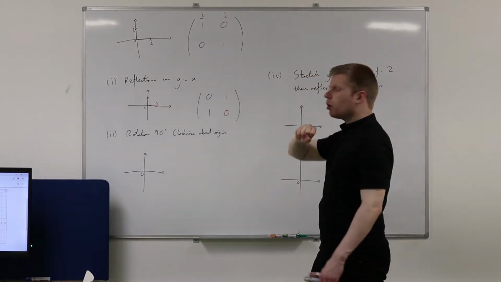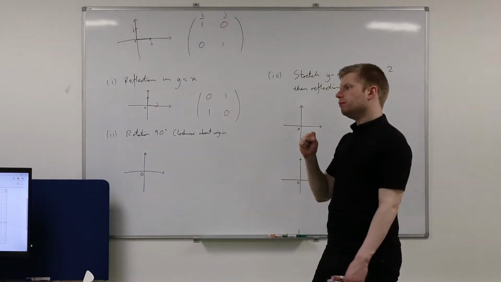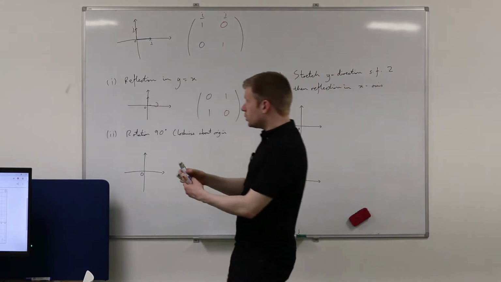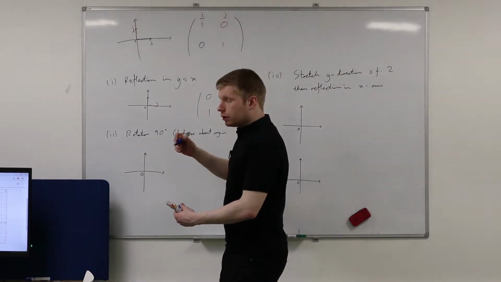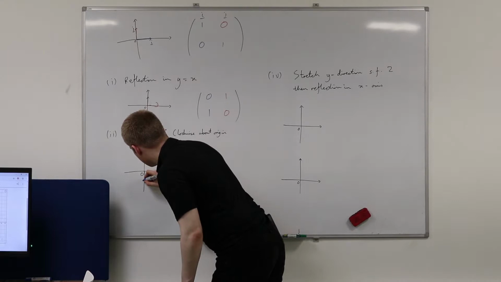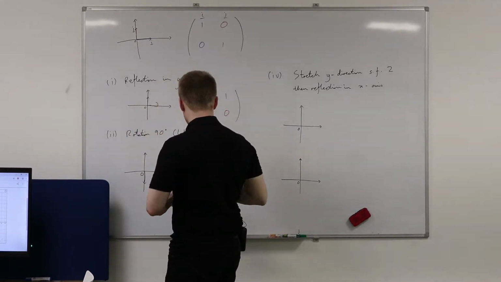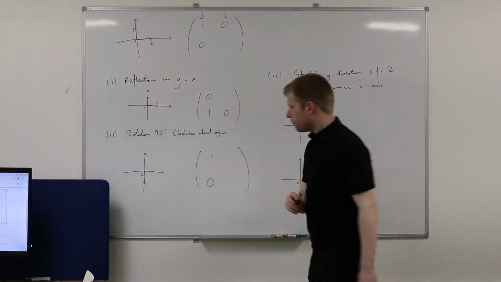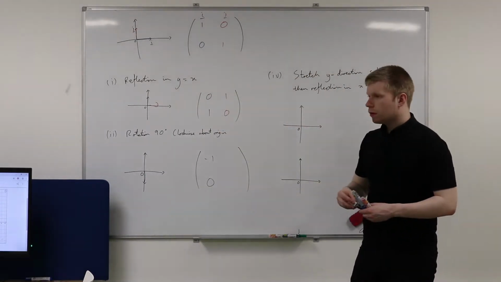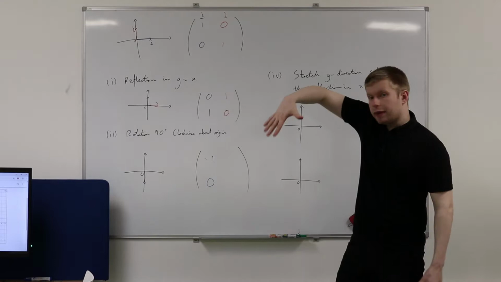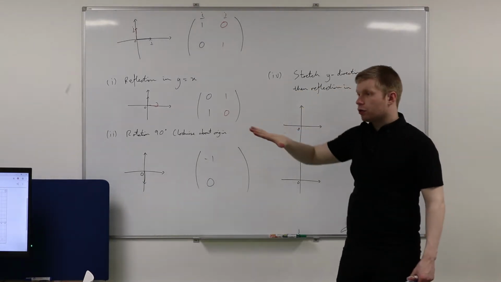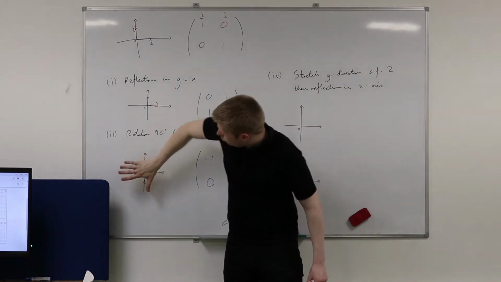Rotation 90 degrees clockwise about the origin. Okay, so where does i end up? (-1, 0). Good, (-1, 0). So i will end up at (-1, 0). Good. Where will j end up? It's like that, isn't it? It's clockwise by 90 degrees. So it's gone from that way to that way.